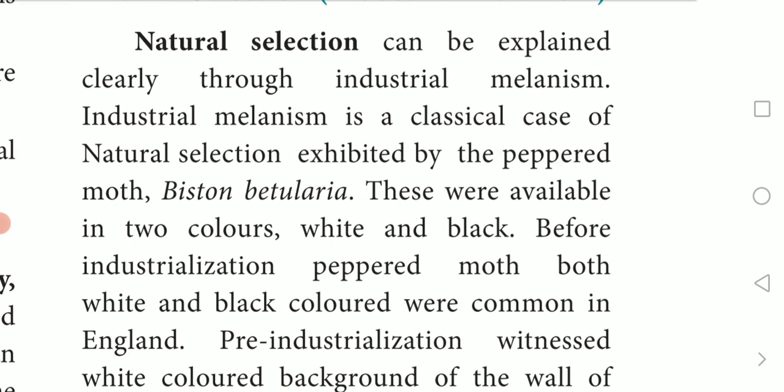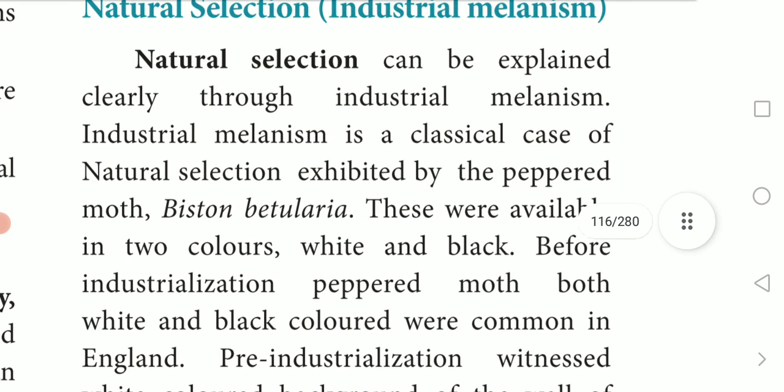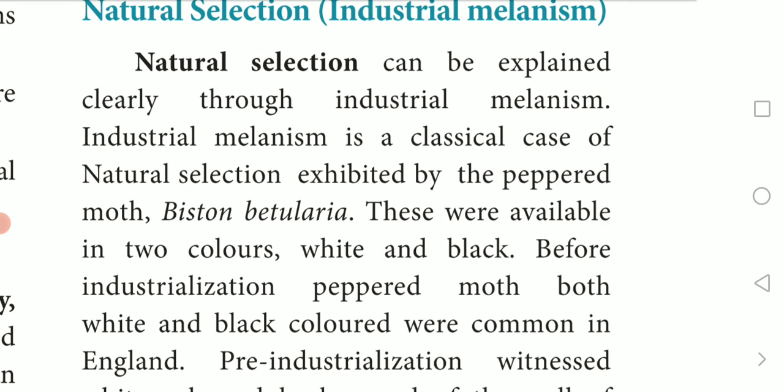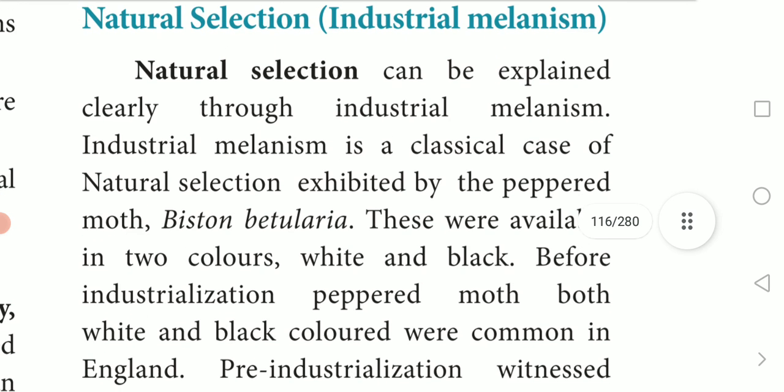Next topic is evolution by anthropogenic sources. Anthropogenic sources, that is natural selection and industrial melanism. Here, natural selection can be explained clearly through industrial melanism.